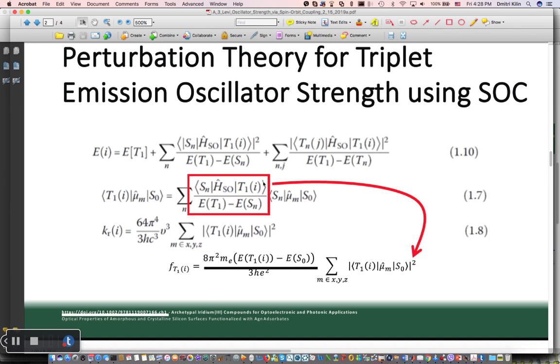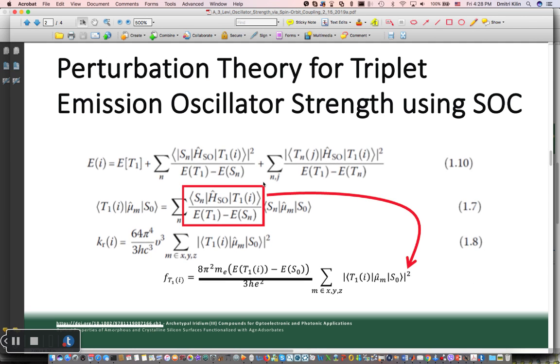Okay, so I left the 1.10 on because 1.10 is the input into the actual oscillator strengths. Before we can get oscillator strengths, though, we have to compute the transition dipole moment, which has this. But I have an issue with your calculation. Which line? The last line.